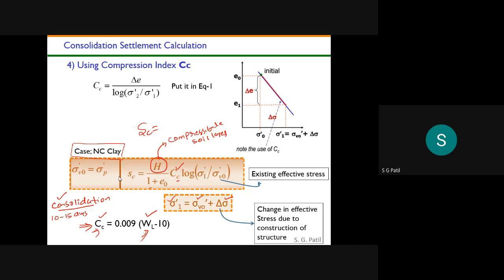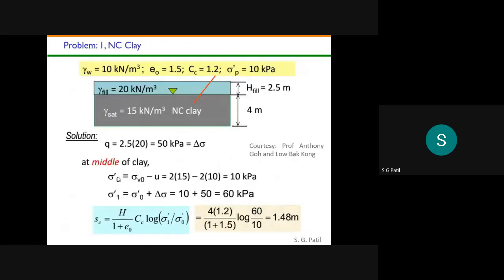So let us solve some problems based on the consolidation settlement. This is one problem. This is the soil layer, a clay type of soil, and its depth is 4 meters. Over this soil, this is my ground level. Over this soil, I have put some soil fill.